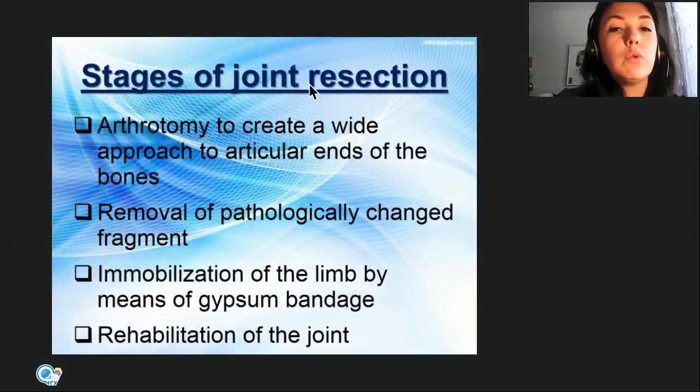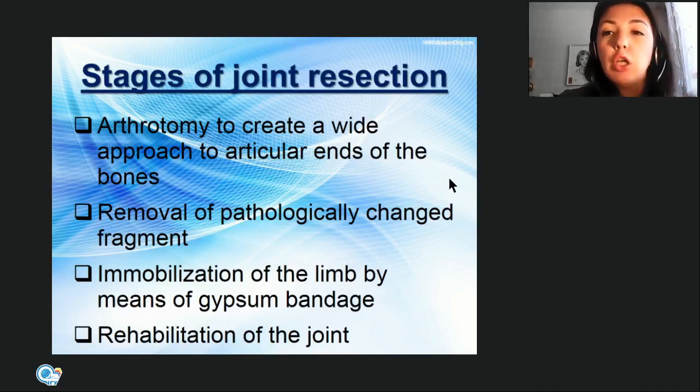Okay, stages of joint resection. So first, arthrotomy, to create a wide approach to articular ends of the bones. Then removal of pathologically changed fragment, so any part of articular surface that is damaged, we should remove it. Then immobilization of the limb by means of gypsum bandage, and then rehabilitation of the joint, like special physical procedures, some exercises, so it's a very long process.